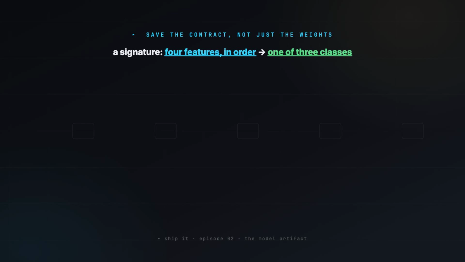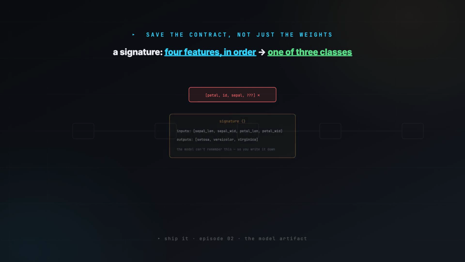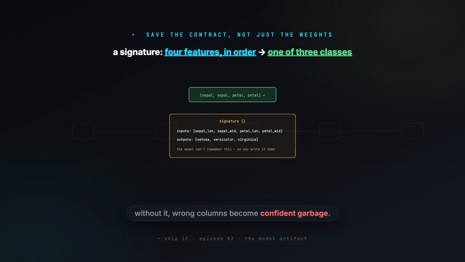But the weights alone are a trap. A loaded model will happily accept the wrong columns in the wrong order and hand you confident garbage because it doesn't remember what you trained it on. So you save the contract too, the input schema and the output meaning, a small dictionary that says 4 features in this order, and the prediction is one of these 3 classes.